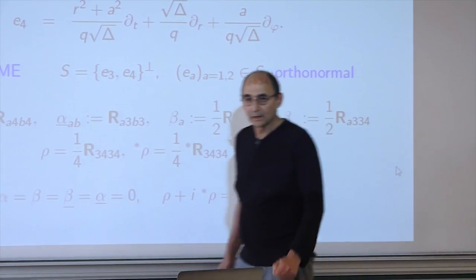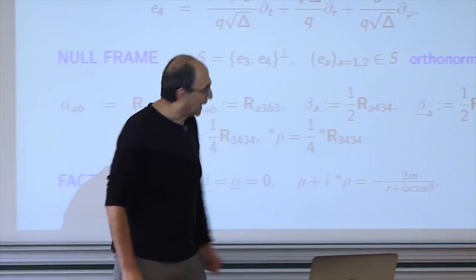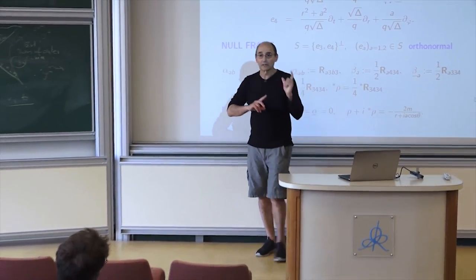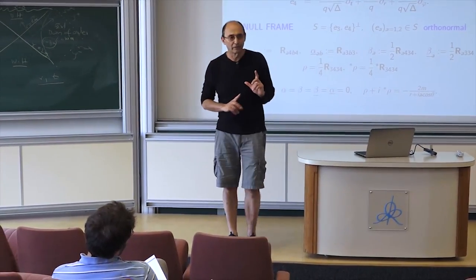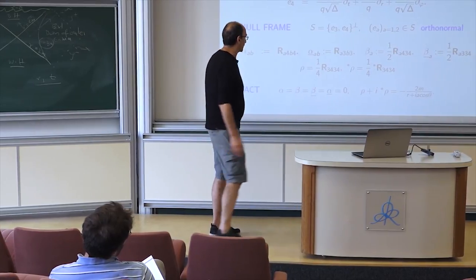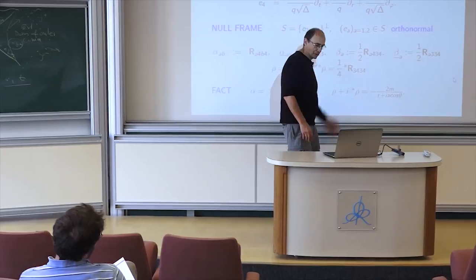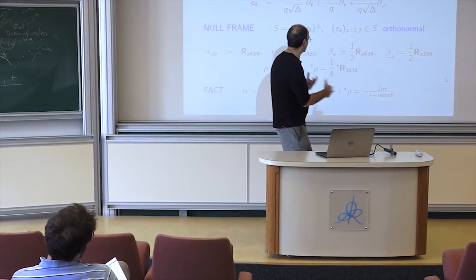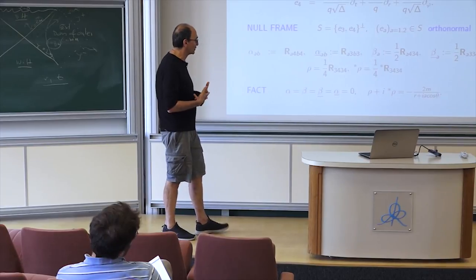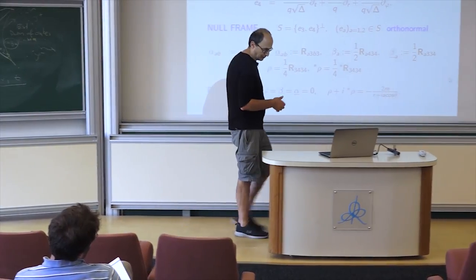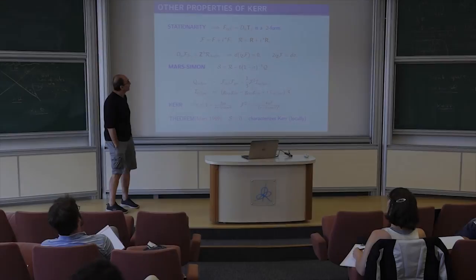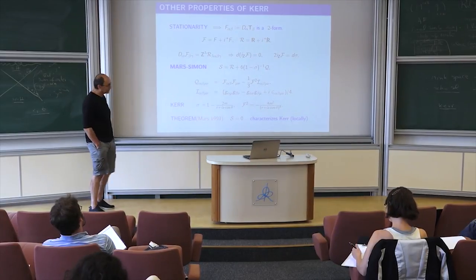What is this star? The rho star is defined relative to the Hodge dual, so I take the Hodge dual of R. This is some simple algebraic fact, but the consequence is what you have. There is a beautiful duality in general relativity, especially in four dimensions, which plays an important role, of course, in physics.